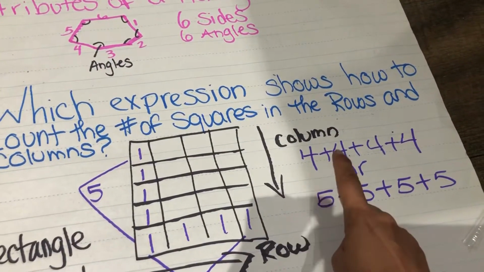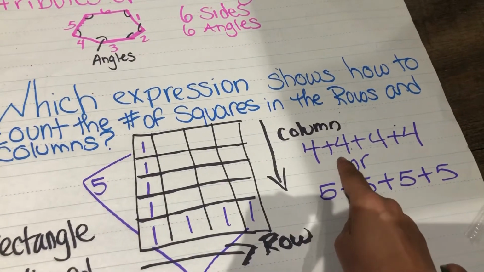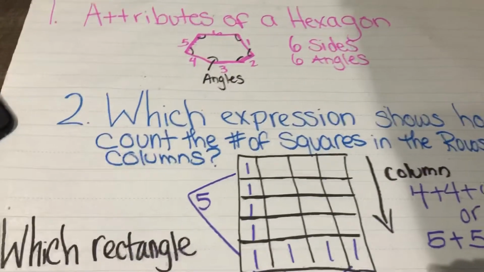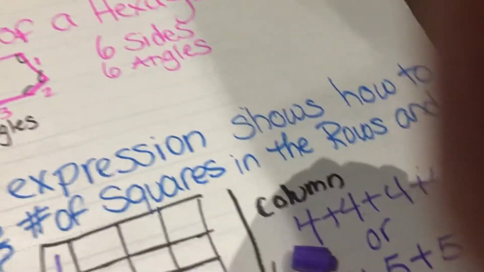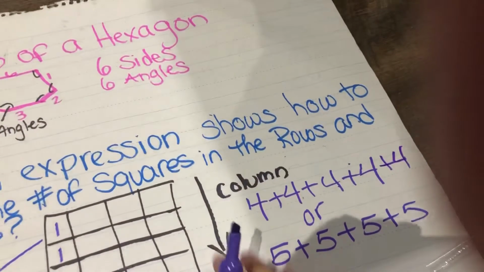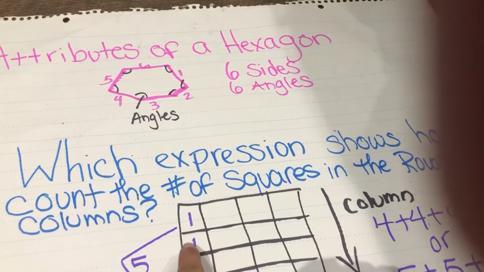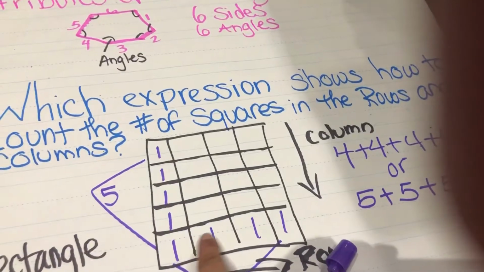I'm going to do 4 plus 4 plus 4 plus 4. 1, 2, 3, 4. Oops, I needed to add one more purple there. Plus 4. So I've counted to 4 5 times. See? 4 plus 4 plus 4 plus 4 plus 4.